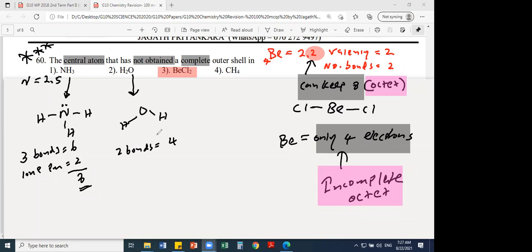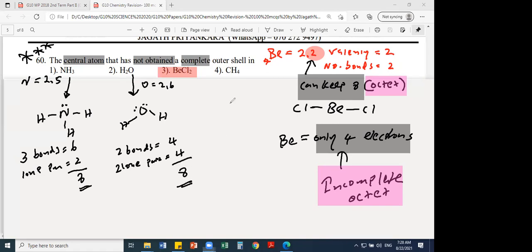How many lone pairs? What is the configuration of oxygen? Oxygen configuration is 2,6. Out of these 4 electrons in the bonds, not all 4 are from oxygen: 2 are from oxygen, 2 from hydrogen. That you also have to understand. Out of 6 electrons, 1 electron is used for this bond and another for that bond, and the other 4 electrons remain as 2 pairs. Therefore, 2 lone pairs or 2 non-bonding pairs, which contain 4 electrons. So 4 plus 4, the total is 8 electrons again.